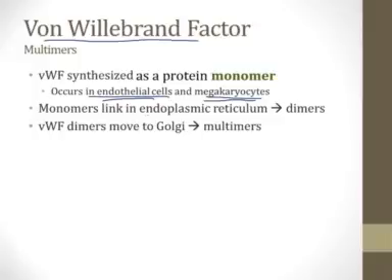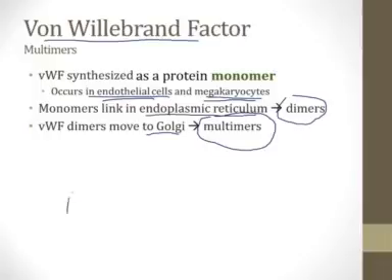The monomers then link together in the endoplasmic reticulum and they become dimers, and then in the Golgi apparatus, the dimers link together and form large structures called multimers. So you should think of von Willebrand factor as a collection of polymers that are linked together to form these large multimer structures.